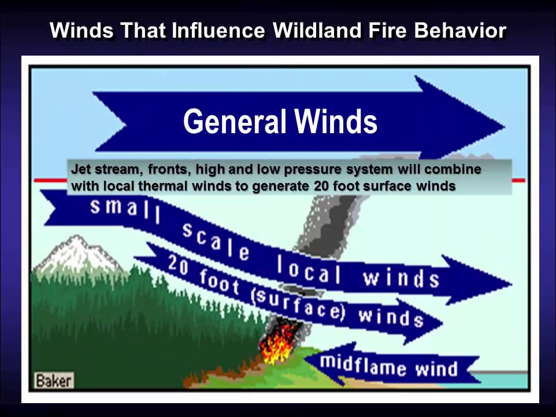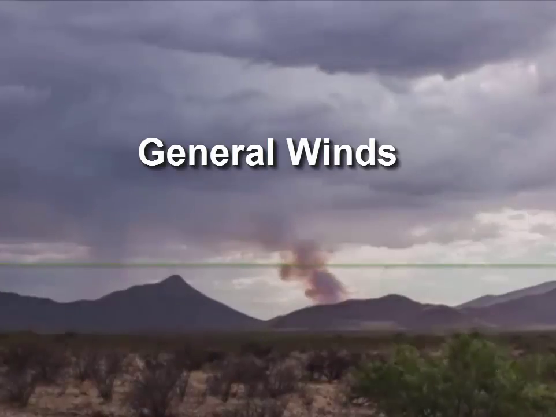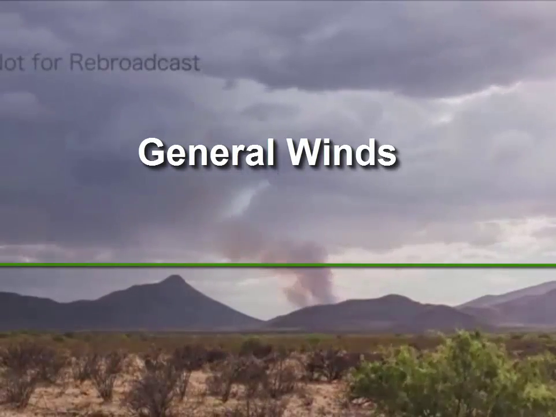Remember that general winds are produced by high and low pressure systems, but only have partial influence on the fire. Their contribution is combined with local thermal winds to determine a location's 20-foot wind. Let's take a look at a video and identify a general and a local wind.